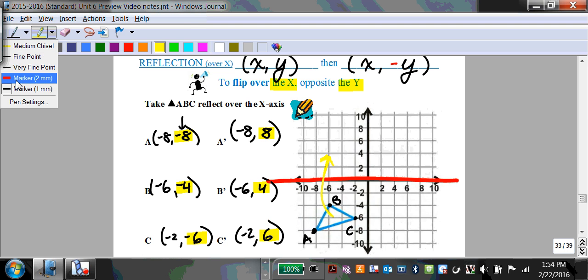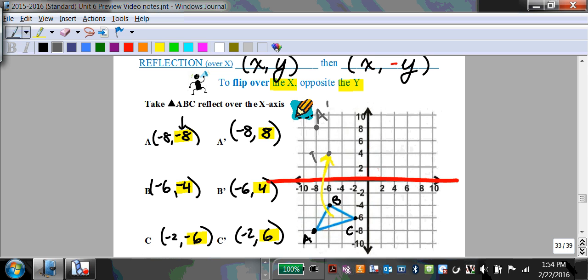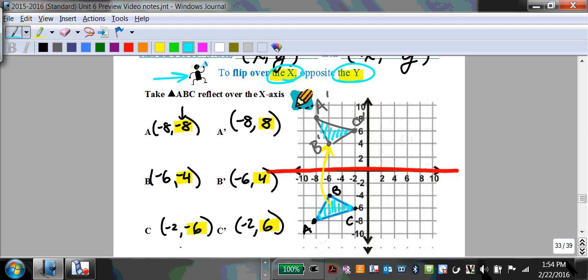Now plot those 3 points. And if you've done this correctly, again, the exact same image, except it's mirrored, or think of it as a butterfly over the x-axis. Once again, to flip over the x, you opposite the y. So that's your reflection. So now we have 2 under our belt.